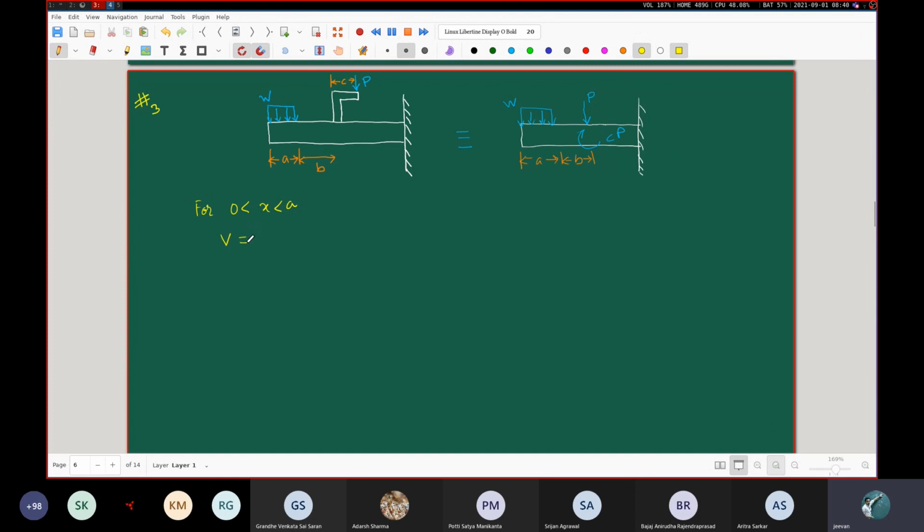I have V equal to... you understand that what I'm doing here effectively is first taking a cut section which is here, between 0 and a. So what is the V here now? Tell me quickly. Minus w into x. Minus w into x.